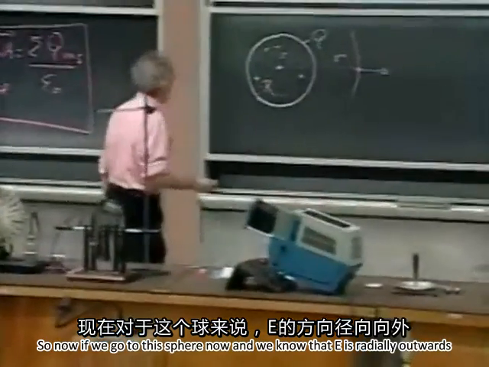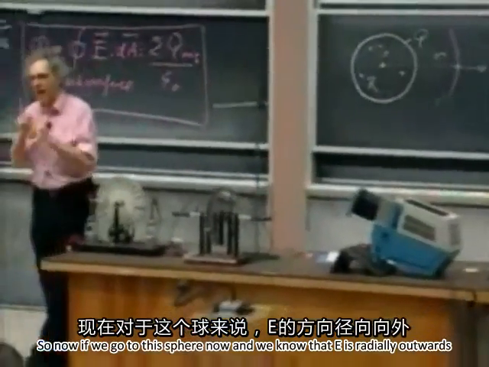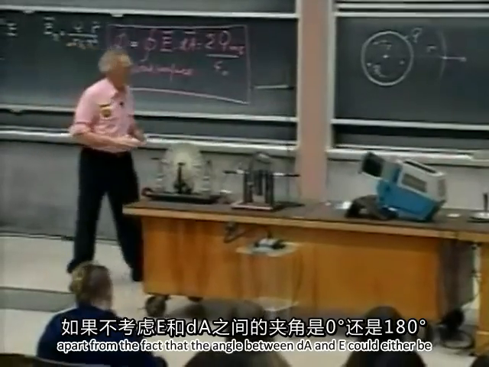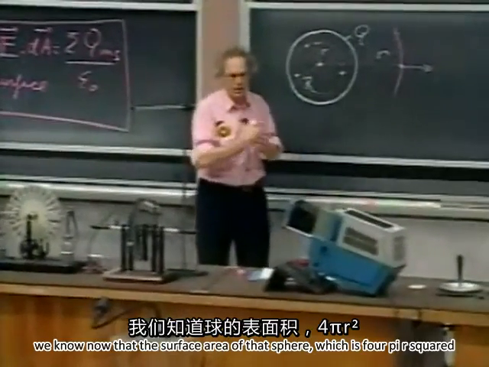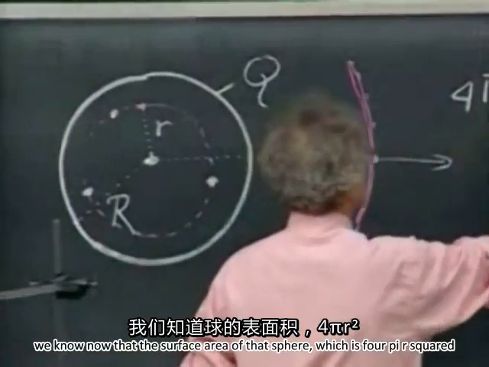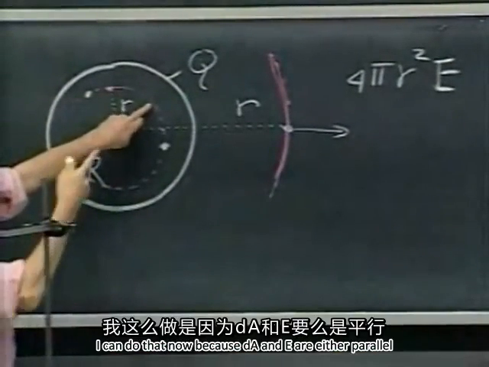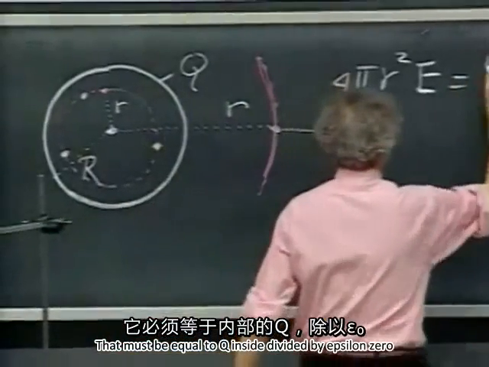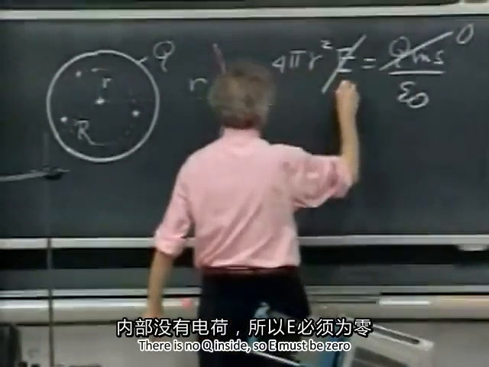So now, if we go to this sphere now, and we know that E is radially outwards, apart from a plus or a minus sign, apart from the fact that the angle between dA and E could either be 0 degrees or 180 degrees, we know now that the surface area of that sphere, which is 4 pi r squared, times the magnitude of the E vector right here, I can do that now because dA and E are either parallel or anti-parallel, must be equal to Q inside divided by epsilon 0. There is no Q inside, so E must be 0.